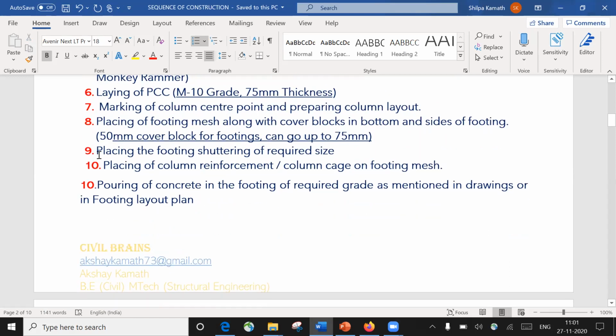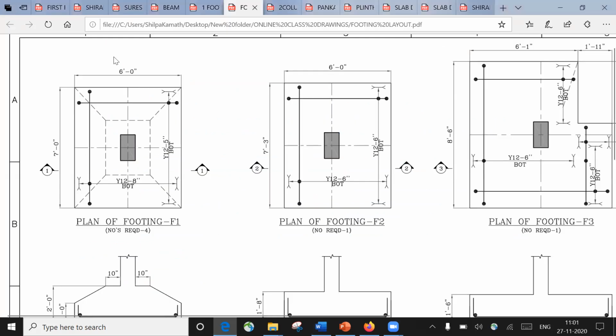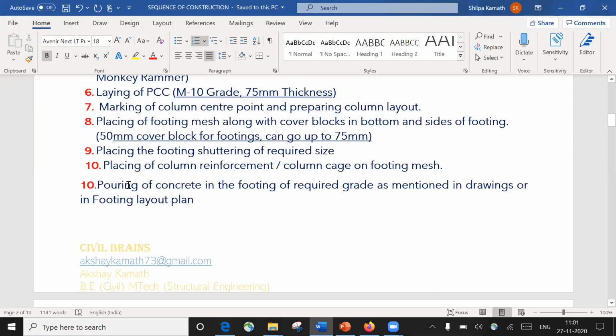Once this is done, the next is placing the footing shuttering of the required size. Let us consider the same footing, so this is 6 feet by 7 feet. For this, we need to place the shuttering, right? Only after placing the shuttering can we pour the concrete, so that this particular shape is obtained at the side. So I'm going to place 6 feet of shuttering on this side and 7 feet of shuttering here. So once this is done, the placing of footing shuttering of required size is done.